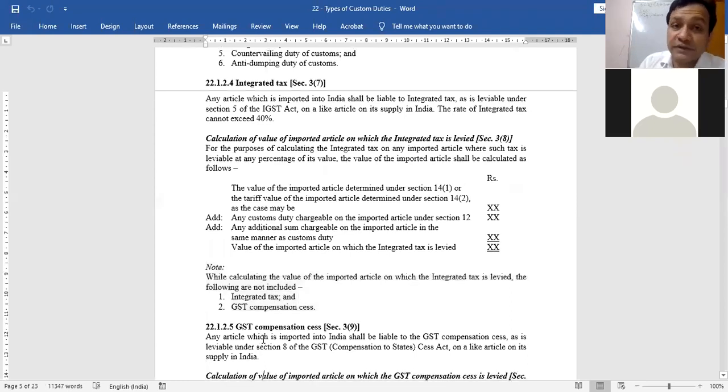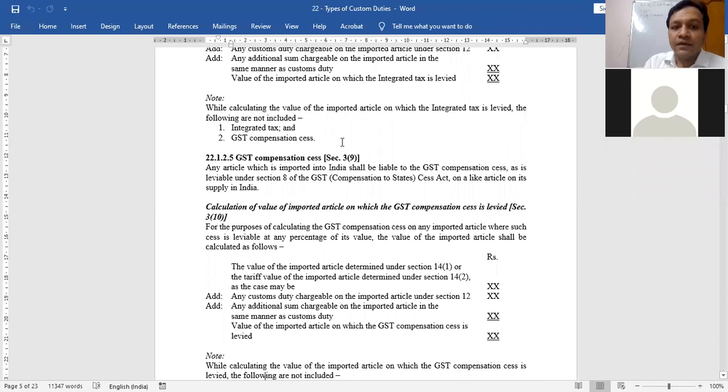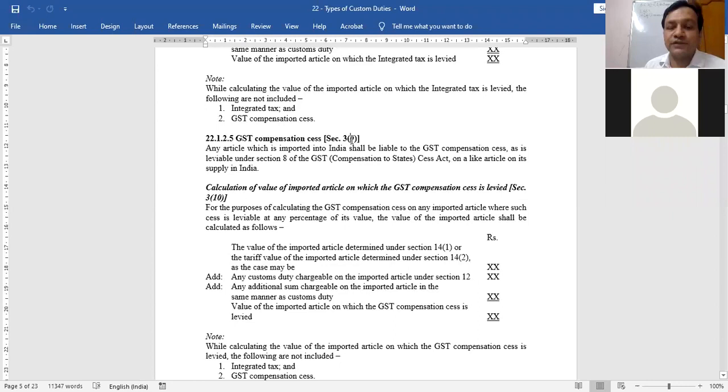Now GST compensation cess, section 3.9. Again, section 3.9 gives the power to impose GST compensation cess, but on which value? That is written in section 3, subsection 10. But I'm not supposed to learn this section. Again, read the same thing. And if you read this calculation, it is also the same.